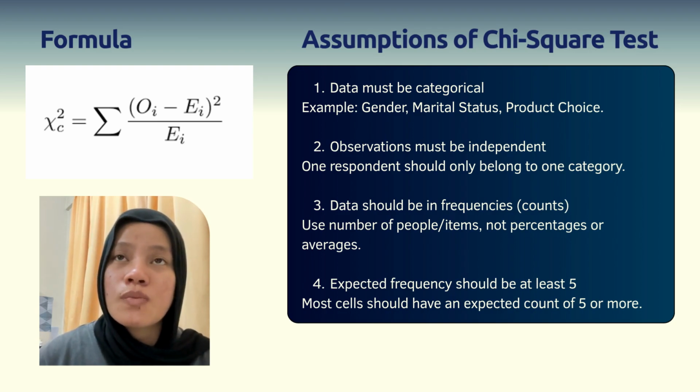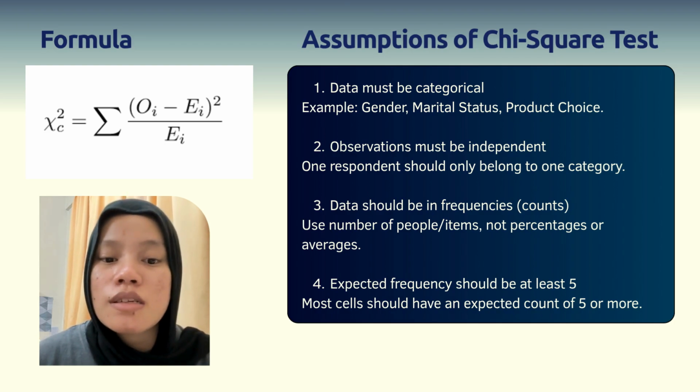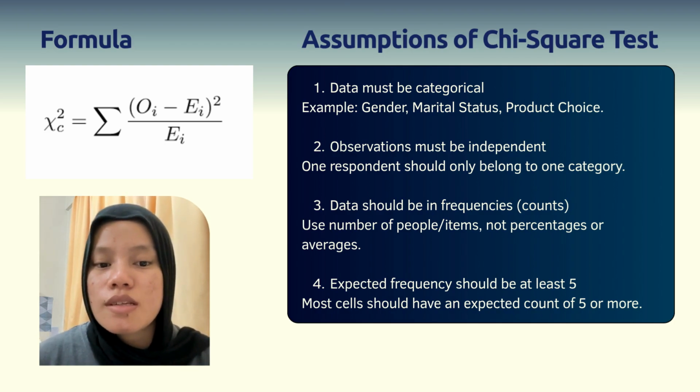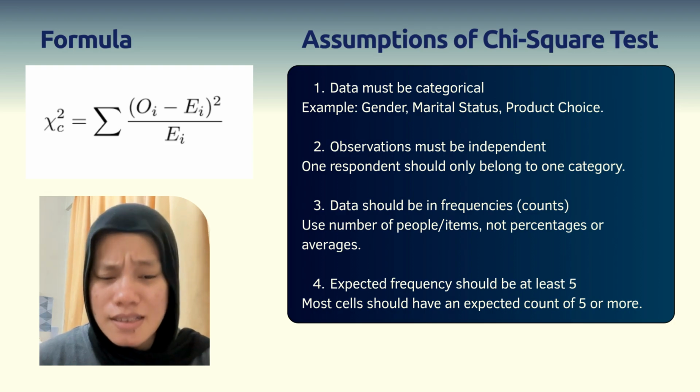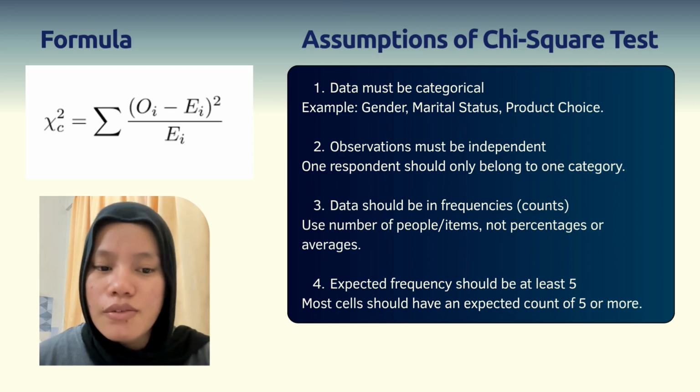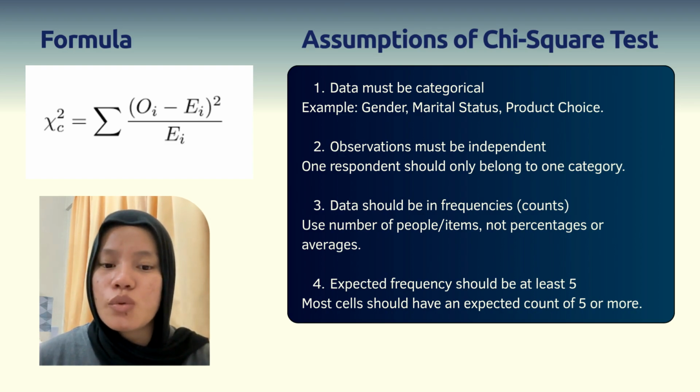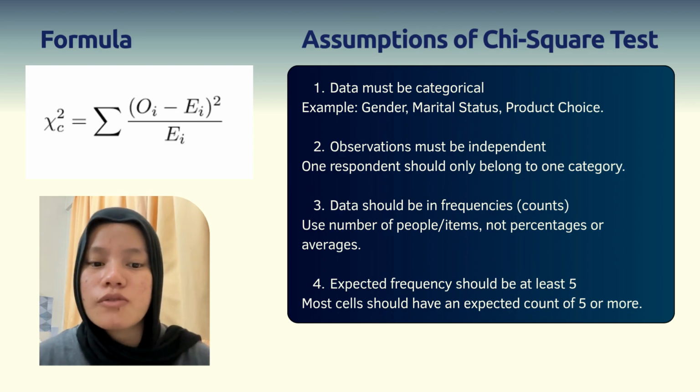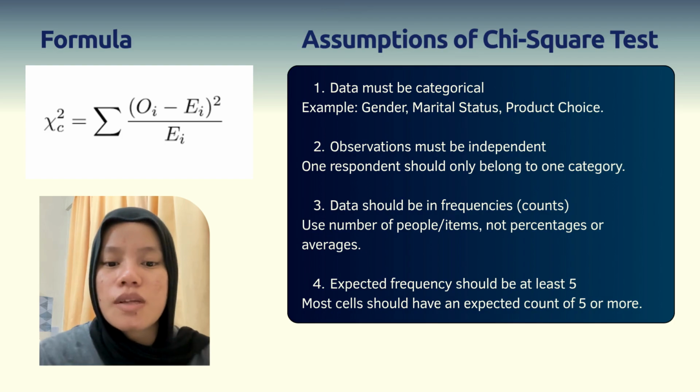So to conclude, the chi-square test is a useful statistical method for analyzing categorical data, identifying relationships between variables, and comparing observed results with expected outcomes.